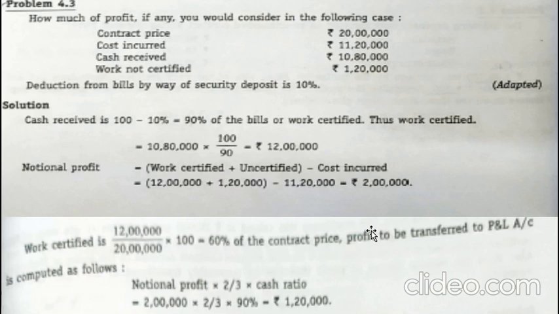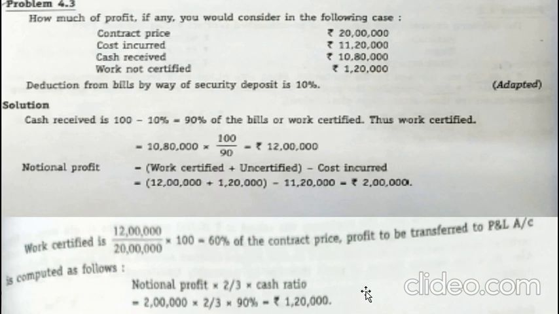which is more than 50% and up to 90%, the formula is notional profit into 2 by 3 into cash ratio. The cash ratio is nothing but cash received divided by work certified. The cash receipt percentage is known, which is 90%. That is your cash ratio. So notional profit as per the calculation is 2 lakh. 2 lakh into 2 by 3 into cash ratio 90% gives you rupees 1 lakh 20,000. So 1 lakh 20,000 will be transferred to your profit and loss.